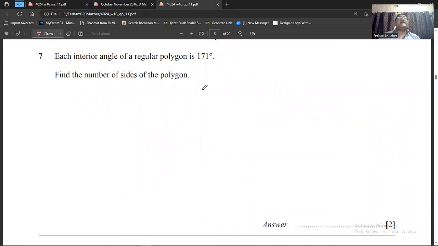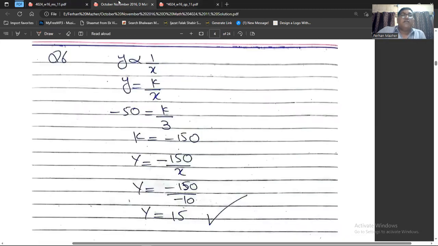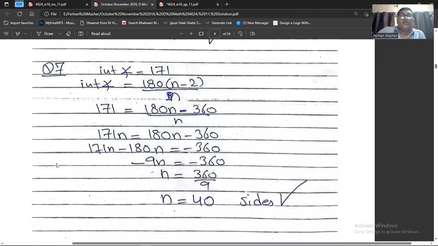Each interior angle of a regular polygon is 171 degrees. Find the number of sides of the polygon. So we know the internal angle of a regular polygon, and we have the formula: internal angle is equal to 180(n minus 2) divided by n, where n means the number of sides, which is the question asked of us.